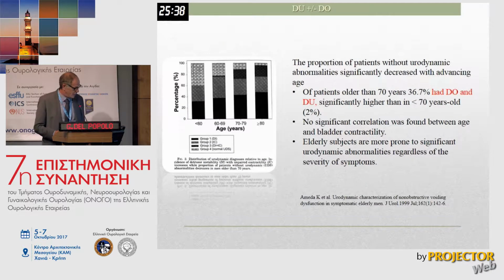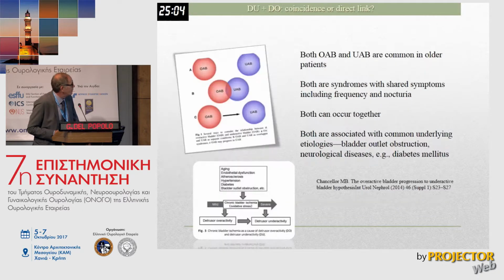And there was also a nice presentation, even if I didn't understand a lot, only the slide about aging. But when you look at aging people, they usually have not only isolated DU, but DO and DU together. In the whole terminology, it was detrusor hyperactivity with impaired contractility. And this is an interesting observation, and I think it is the basis of the hypothesis of Chancellor.